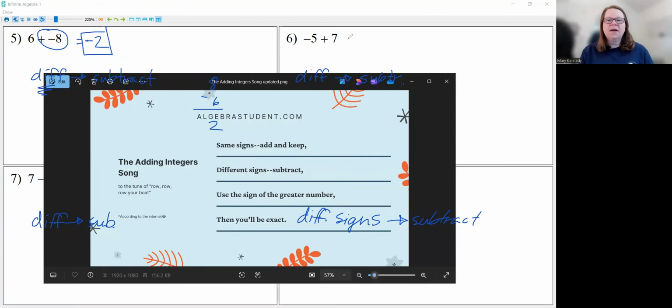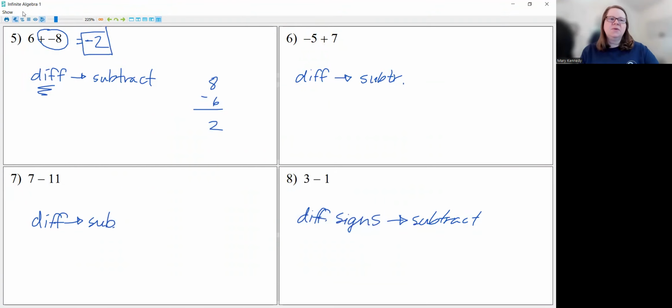All right, so let's subtract these on number 6. So on number 6, it says 7 and 5. So subtract 7 and 5. 7 minus 5 is 2. Hey, 2 again. Now use the greater number. So 7's bigger. It's positive, so this is a positive 2.